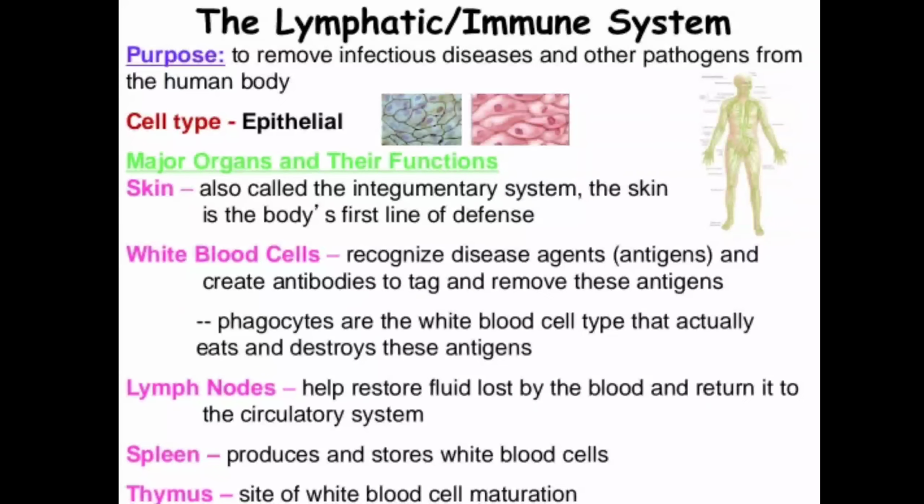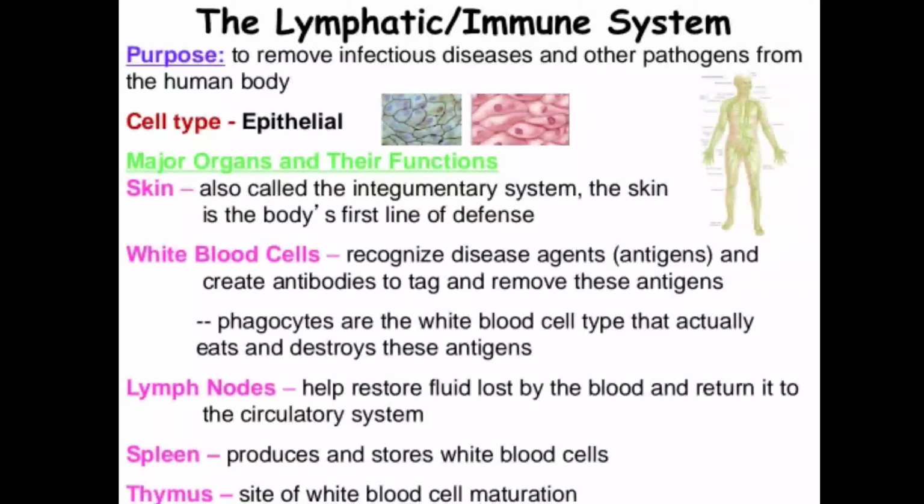The lymphatic, immune system. Purpose: to remove infectious diseases and other pathogens from the human body. Cell type: epithelial. Major organs and their functions. Skin, also called the integumentary system. The skin is the body's first line of defense. White blood cells recognize disease agents, antigens, and create antibodies to tag and remove these antigens. Phagocytes are the white blood cell type that actually eats and destroys these antigens.